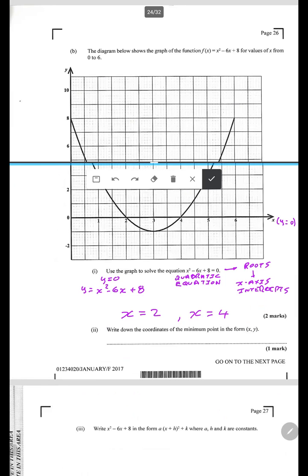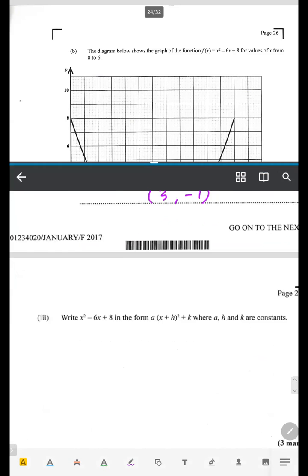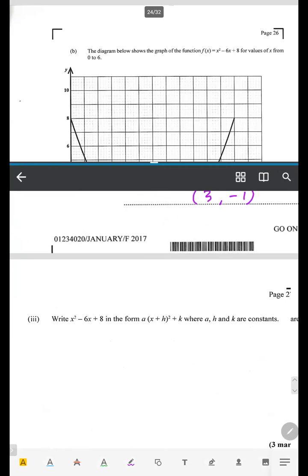Next, write down the coordinates of the minimum point. The minimum point is right here. The graph turns. That is clearly 3, -1. So the coordinate of that minimum point is 3, -1. So the lowest point on the graph is 3, -1. All right, so that is the minimum point, 3, -1 right there.